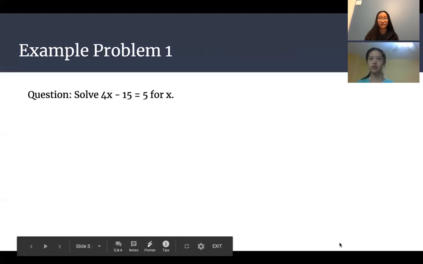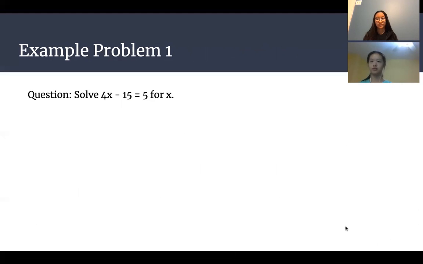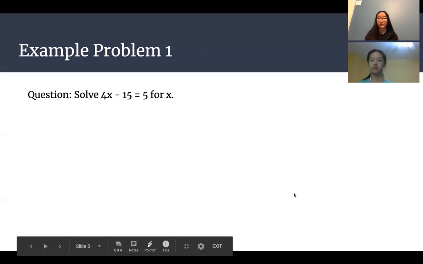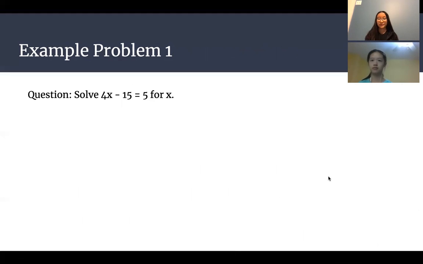So first example, solve 4x minus 15 equals 5 for x. If you're watching the recording, you should pause here and try to solve it on your own. But we'll move on to show you the answer and the explanation now.